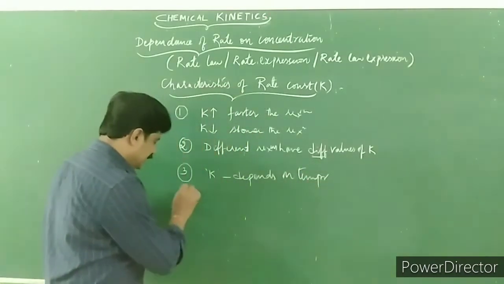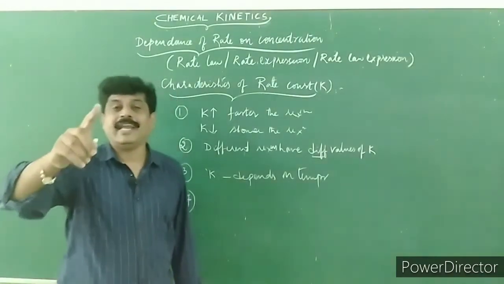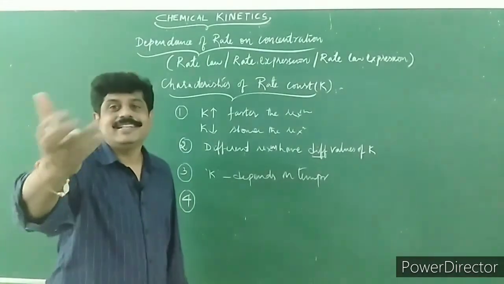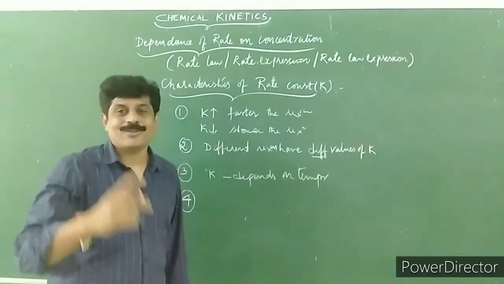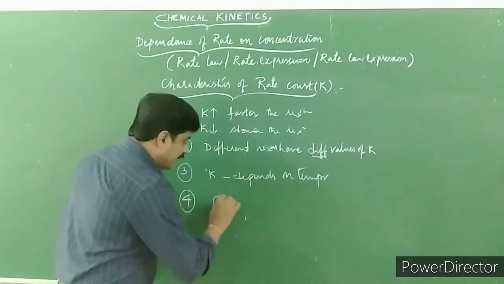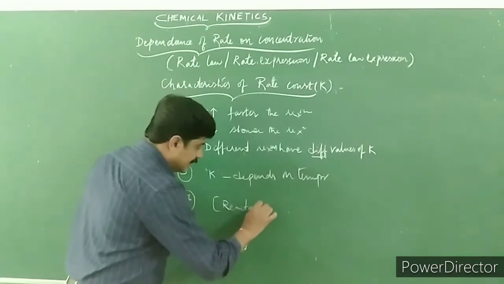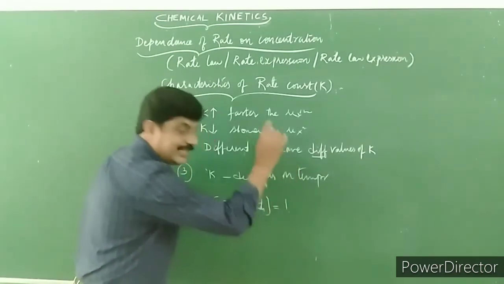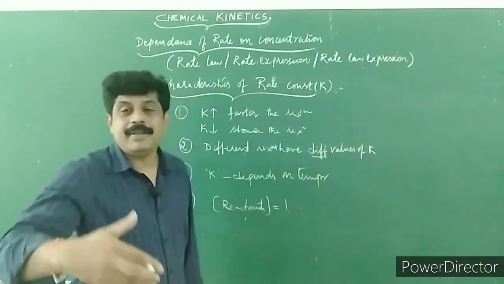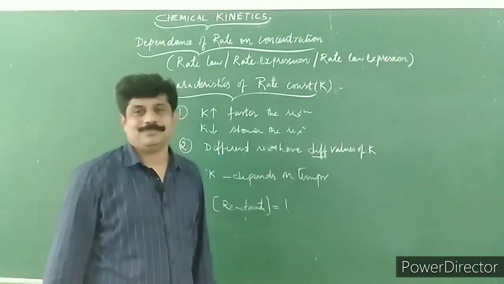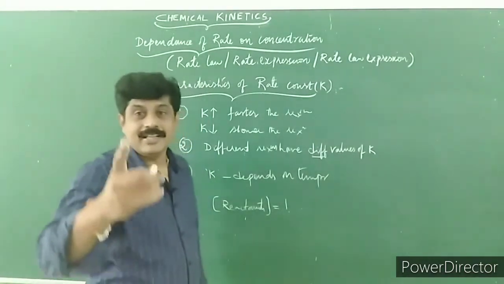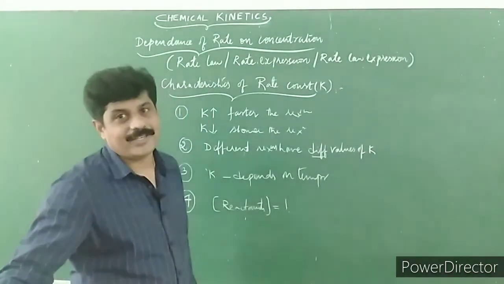Fourth one, children, the rate constant is independent of initial concentration of the reactants. Tell me why? Because, as in the definition I told you, the initial concentration of reactants is taken as unity. In other words, you can say that a rate constant is independent of initial concentration. Children, hope you understand that. Let me go for the differences between the rate of a reaction and a rate constant.